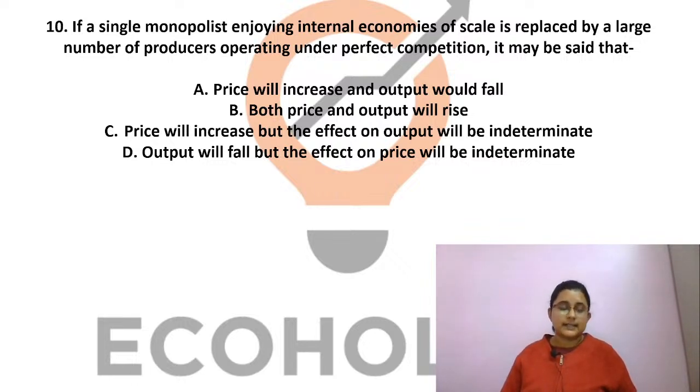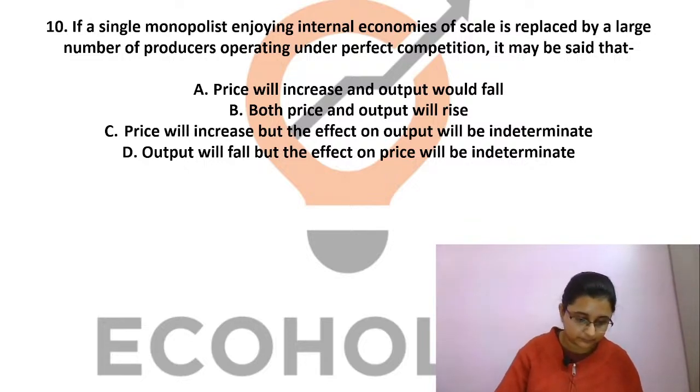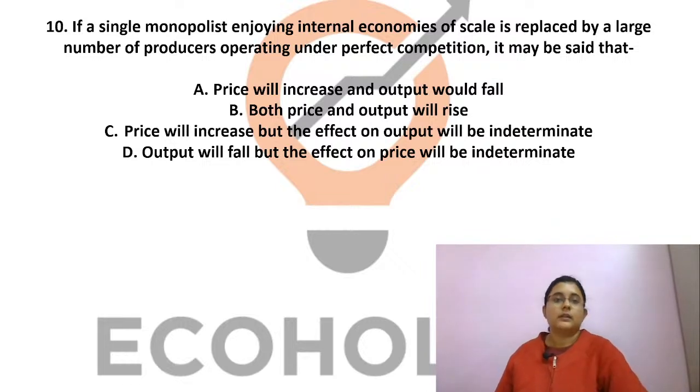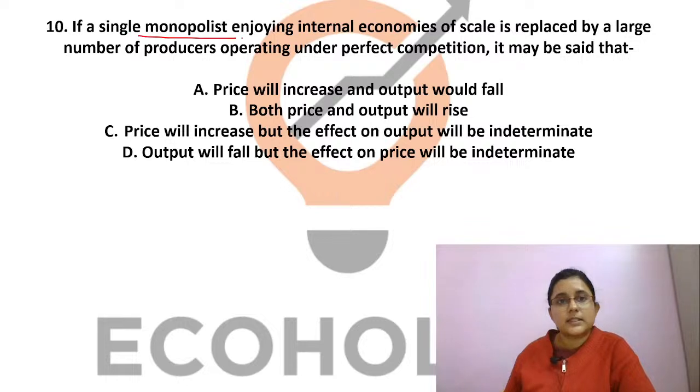Please share your answer for question number 10. There is a single monopolist enjoying internal economies of scale that is replaced by a large number of producers operating under perfect competition.